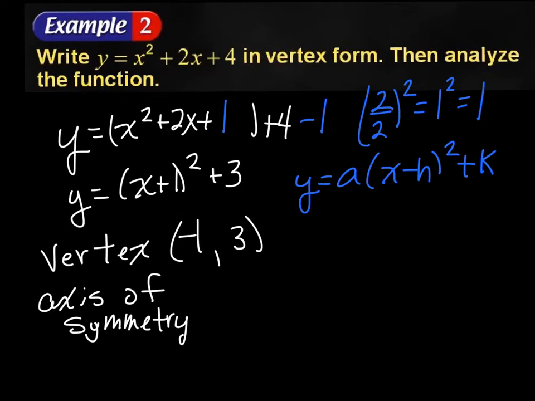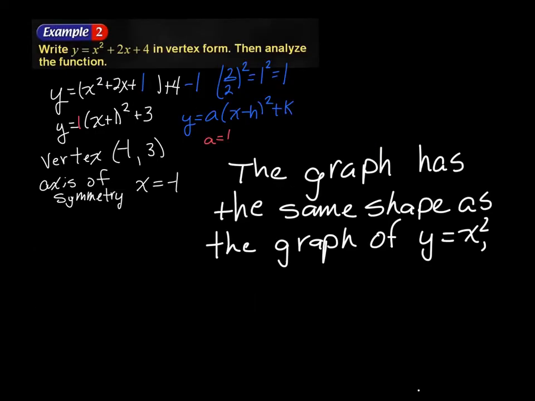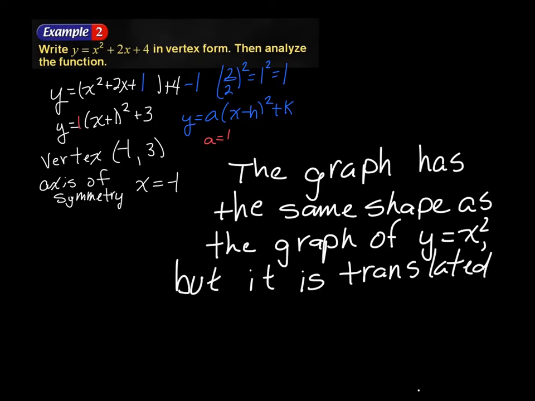That makes my axis of symmetry x equals negative 1. There's not a numerical coefficient in front of the x plus 1, so that means a equals 1. Since a is 1, the graph has the same shape as the graph of y equals x squared, but it is translated 1 unit left and 3 units up.